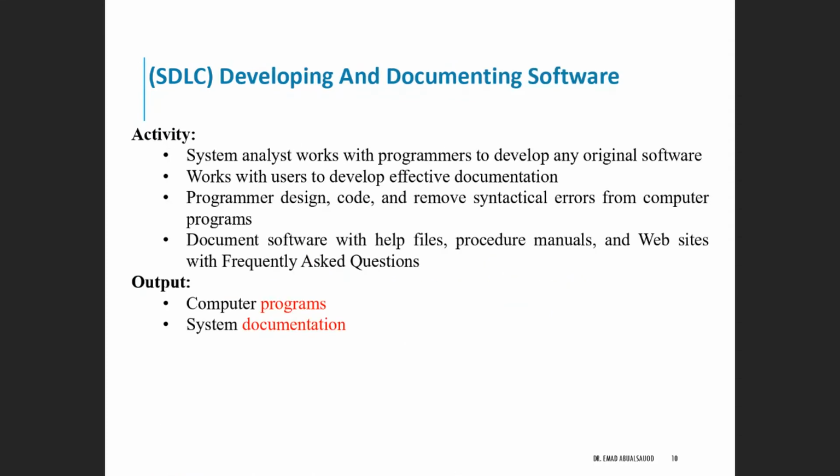So now you develop the model, developing and documenting software. Here you start working with the programmers to develop the software, if it's needed, to start having the codes or the material needed to develop your system, or establishing the requirements for the divisions. So here you start developing. After you did the model and you did the design, now you start to actually develop it and put it in actual use. So the output will be the computer program and system documentation.